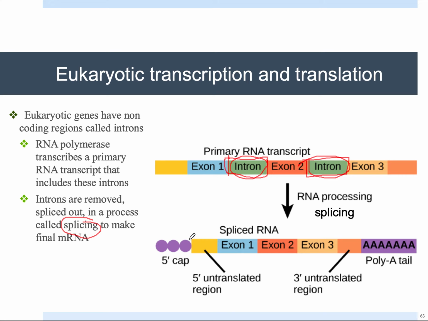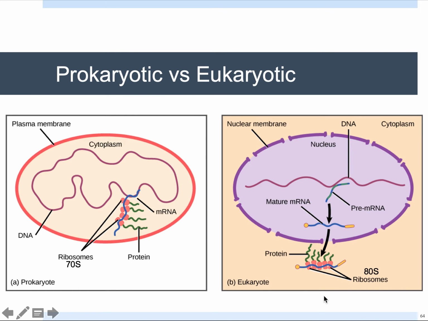When it's almost done, a 5' cap will be added to the 5' region, and then at the 3' end, you have what we call the poly A tail added. These molecules make the messenger RNA more stable and less liable to be degraded once it's transported into the cytoplasm. So you can see some differences between the two in terms of transcription and translation.